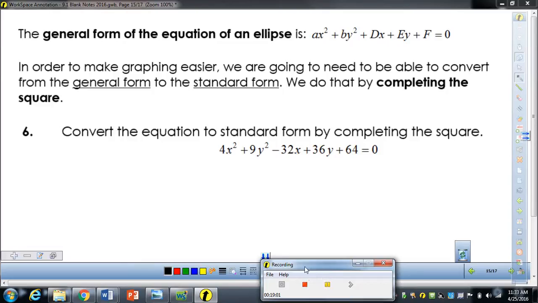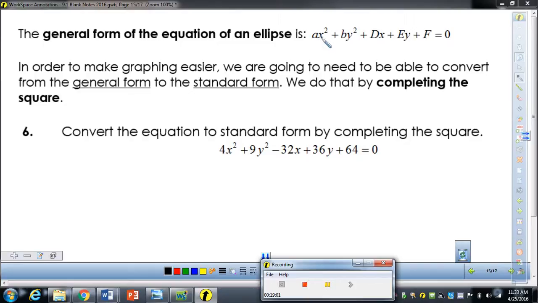In the last problem, we're going to look at converting an equation from the general form into the standard form. The standard form is what we've looked at so far. It's got that x squared over a squared plus y squared over b squared equals 1. It's very easy to graph when it's in the standard form. The general form, as you can see up here, looks quite different.